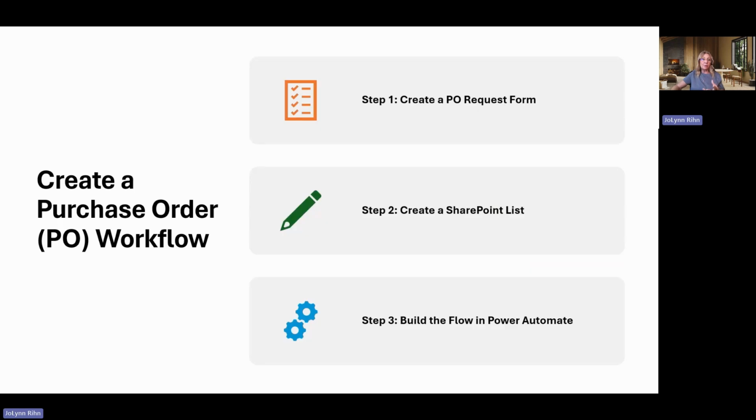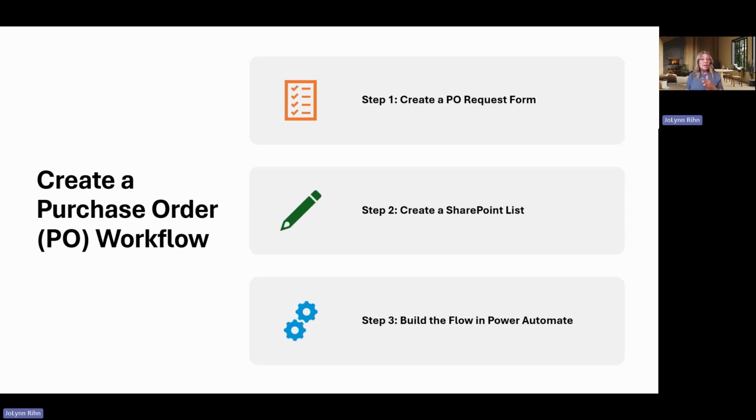Now, another example would be if we wanted to create a purchase order workflow. We could create the PO request form. Once again, it could be a Microsoft Form. We could have a list where it's automatically going to be populated, where then we would build the Power Automate workflow to say, when a form is submitted, add it to this list, or however you're going to do that.